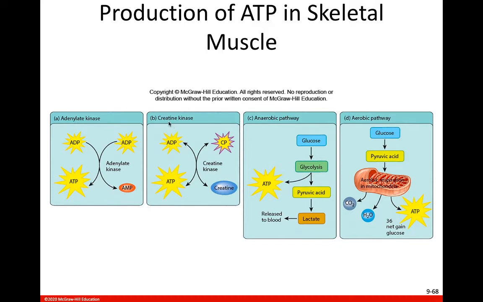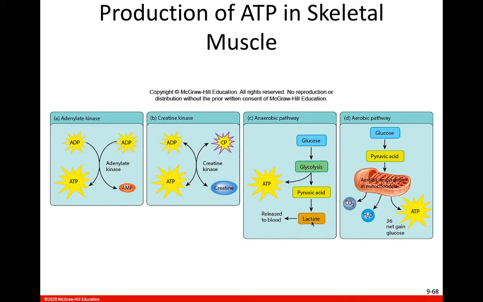The second way we talked about was where creatine kinase takes the phosphate from creatine phosphate and adds it to an ADP molecule, producing an ATP, and in the process, what we have left after we remove the phosphate from the creatine phosphate is just creatine. Again, the anaerobic pathway, we are breaking down glucose without oxygen during glycolysis, producing pyruvic acid, which is then converted to lactate or lactic acid.